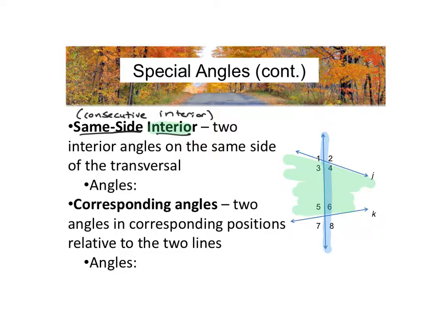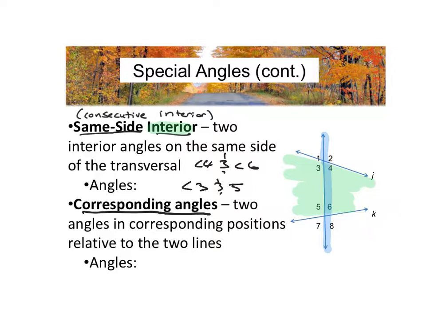Now, the one that everybody kind of messes up a little bit more, so I'm going to take a little longer on this one, is corresponding angles. So, 4 and 6. Let me just drop these arrows there. I'm going to rewrite that. So we had angle 4 and angle 6, and we had angle 3 and angle 5. All right, so corresponding angles are two angles in corresponding positions, meaning they're in the same position relative to the two lines. So check this out.